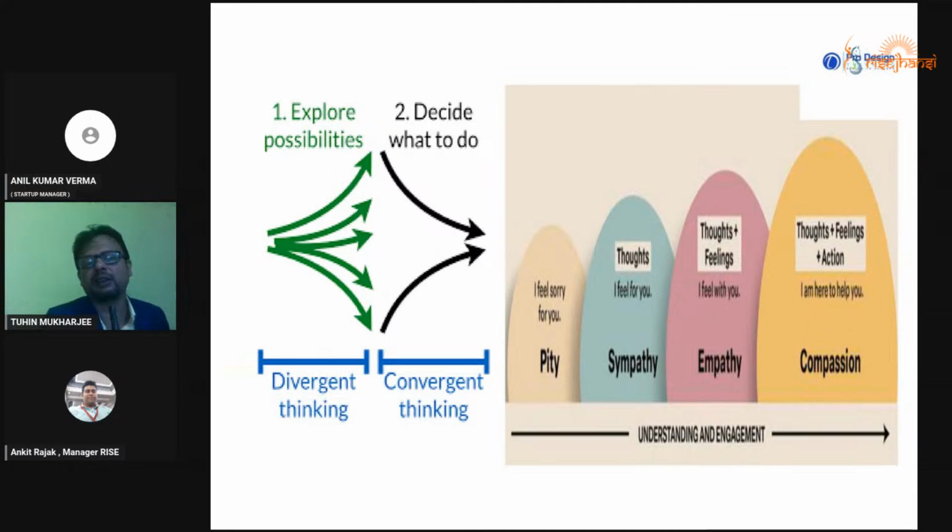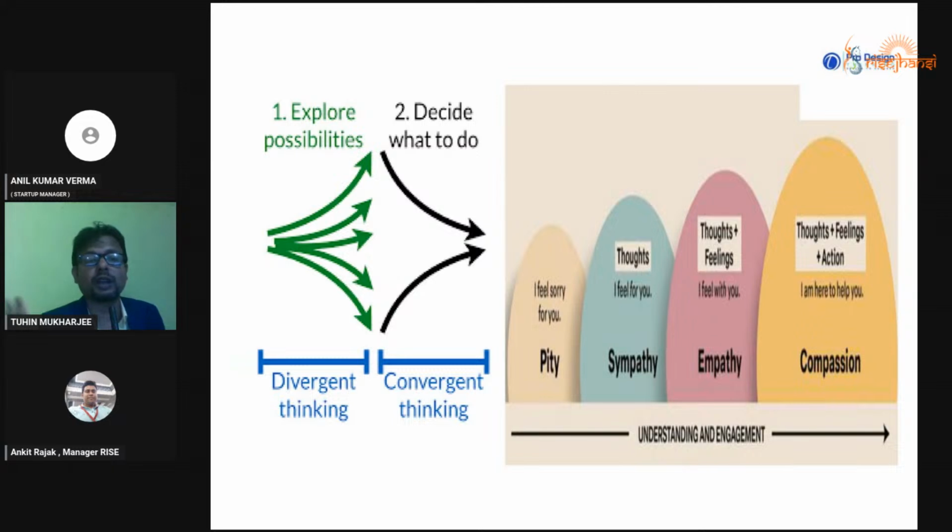Now, divergent and convergent thinking, very important. So in design thinking, with divergent and convergent thinking, from one angle, from one point, you are thinking about various possibilities. This is very important. You have one problem. Now you are thinking to solve the problem in many ways.